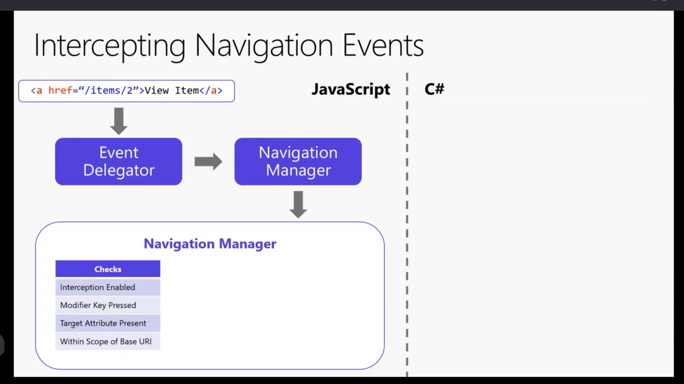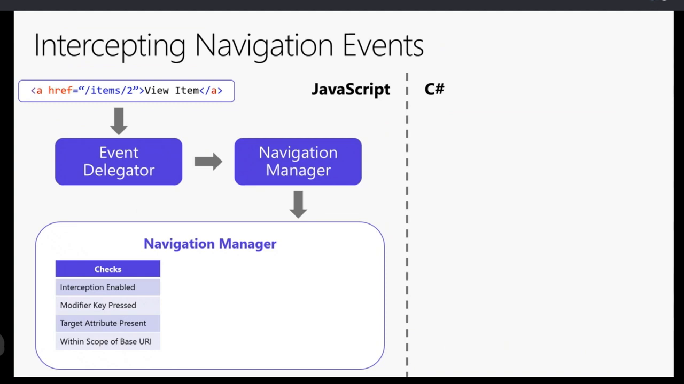The next check it does is for modifier keys. So this is where we hold down Control when we click a link in order to open it in a new tab or a new window. If the user chose to do that, we don't want to interfere with that. We want to allow that to open in a new tab or a new window.